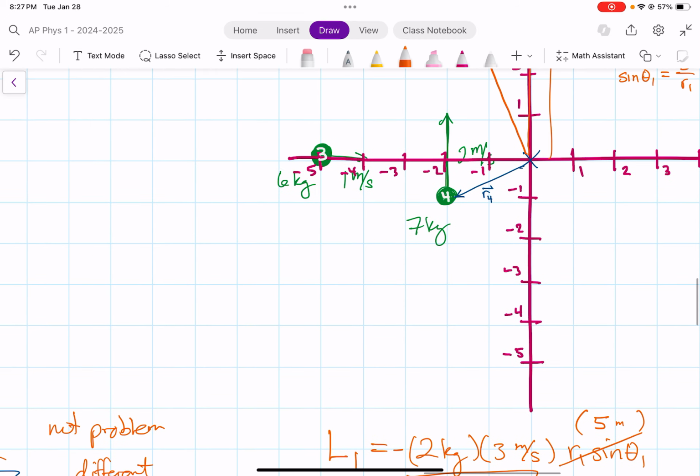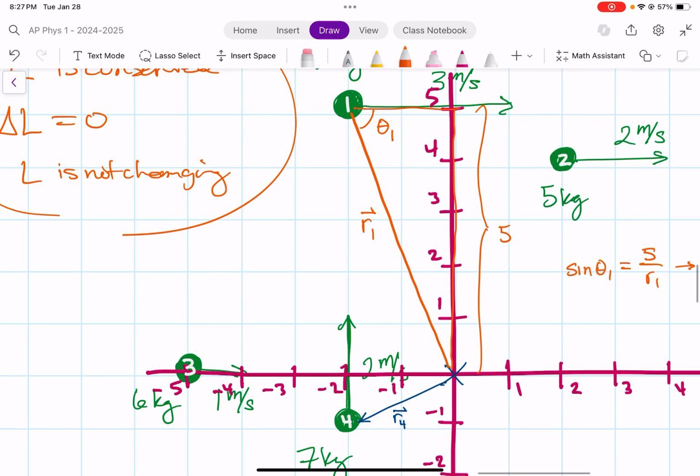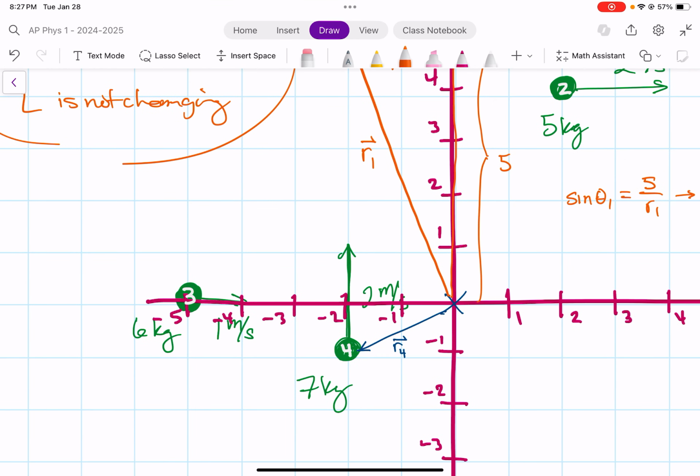Let's see. And then think about the trick that we did with that orange triangle earlier. Same sort of thing is going to happen here, right? So I have this orange triangle. Let's call this theta 4, right? Basically, R4 times sine of theta 4 is going to give me this distance of 2.